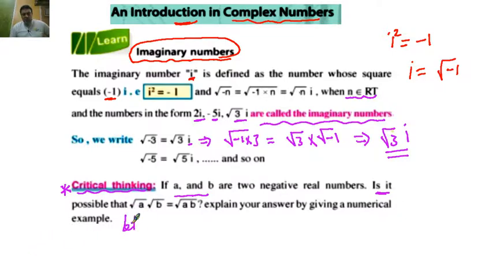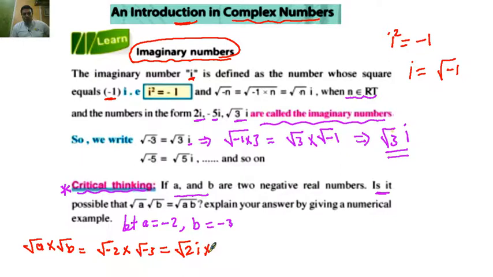Let a equal negative 2 and b equal negative 3. Then the square root of a multiplied by the square root of b equals the square root of negative 2 times the square root of negative 3. By the definition, the square root of negative 2 equals square root of 2 times i, multiplied by the square root of negative 3, which equals square root of 3 times i. By multiplying, we get square root of 6 times i squared. i multiplied by i equals i squared, and i squared equals negative 1. Then the result equals negative square root of 6. That is relation number 1.